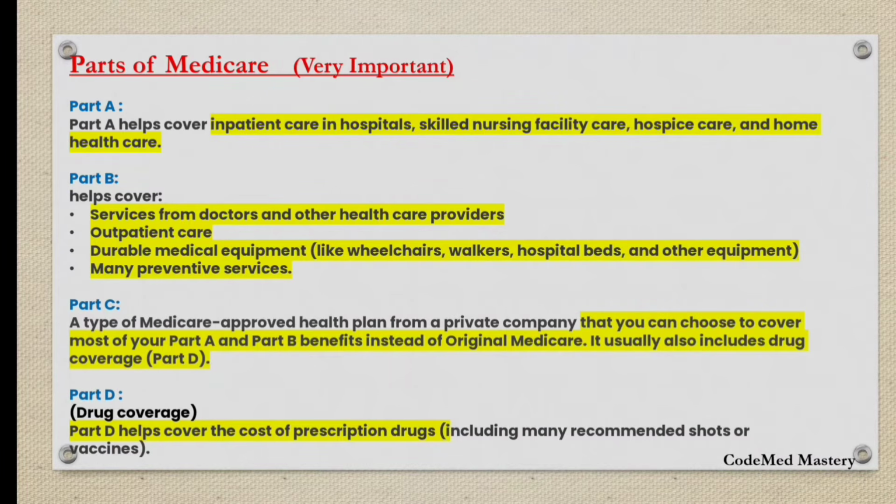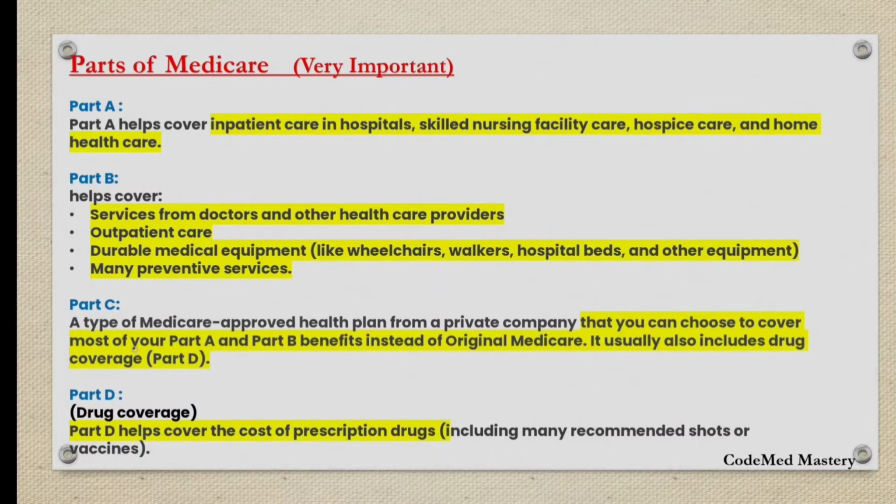Now parts of Medicare. This is very important. So Medicare has 4 parts. Part A, Part B, Part C and Part D. Part A helps cover inpatient care in hospitals, skilled nursing facility care, hospice care and home health care. So you have to remember what does Part A cover. That is inpatient care, skilled nursing facility and home health care. Then Part B helps cover services from doctors and other healthcare providers, outpatient care, durable medical equipment like wheelchair, walkers, hospital beds and other equipment and many preventive services.